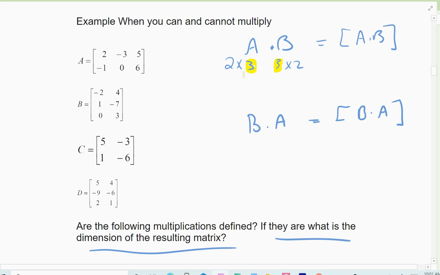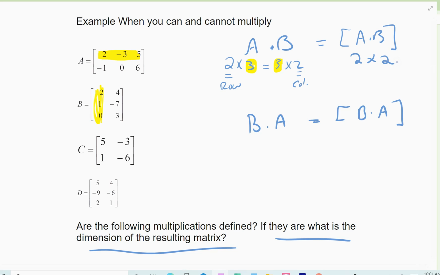And what that tells me is that I have 3 numbers in my row, and I have 3 numbers in my column, right? That 3 in the A means I've got 3 numbers in my row, and the 3 in the B is telling me I've got 3 numbers in my column, which means I can do the math. If I've got enough numbers in each row to multiply by enough numbers in each column, I can do the math. When I do the math, I'm going to take 2 rows times 2 columns. And so the resulting matrix will be a 2 by 2 when I do the math.